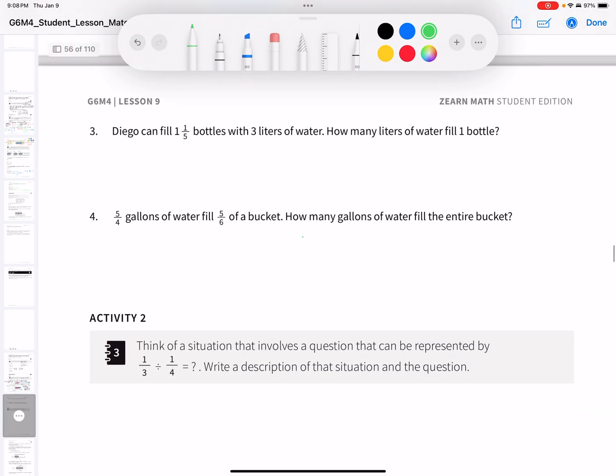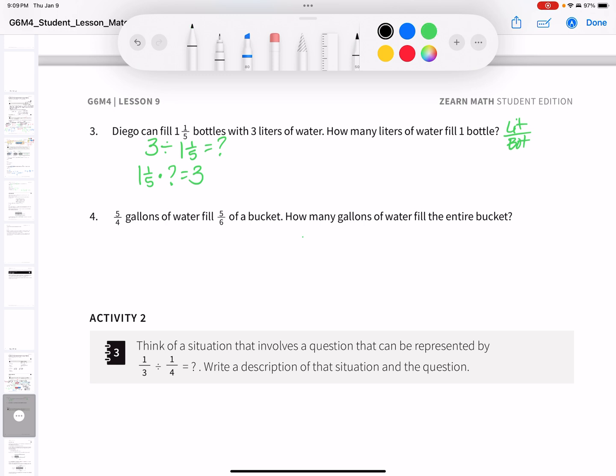Let's go to 3. Diego can fill 1 1/5 bottles with 3 liters of water. How many liters of water fill 1 bottle? All right, so we want liters per bottle. So we're going to do 3 liters divided by 1 1/5 bottles equals something. There's our division equation. So let's do a multiplication equation. So 1 1/5 times something equals 3. All right, now let's draw our diagram.